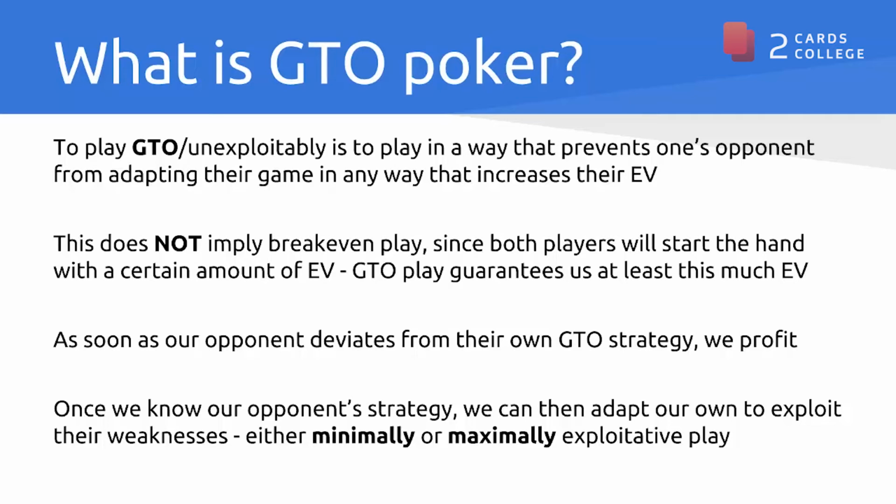Because if you're playing GTO and unexploitably, your EV will be maximized if your opponent plays their own GTO game. But if your opponent plays any differently, then you start to profit even further. So this does not imply break-even play, as you can see, since both players in any given hand, in any heads-up hand at least, will start the hand with a certain amount of EV. So let's say there's 7.5 big blinds in the pot pre-flop, which we'll see in a second is a part of our solution that we're going to look at.